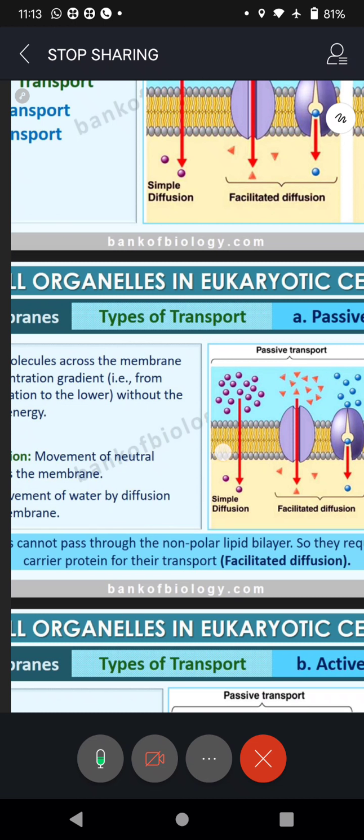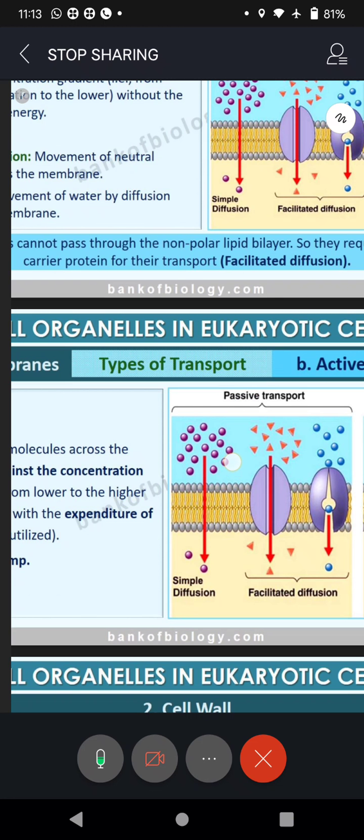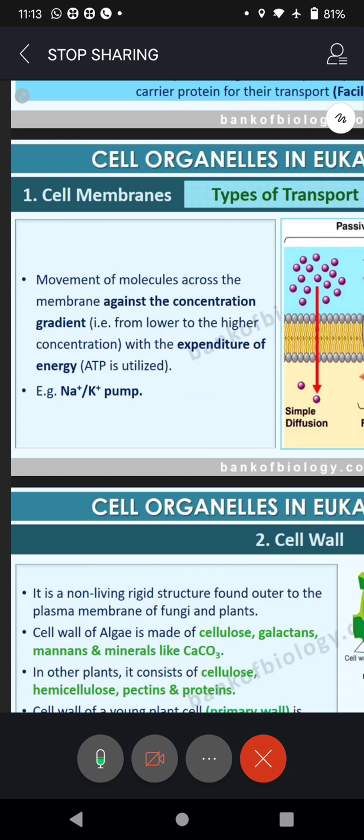And further we can see here the types of transport: movement of molecules across the membrane against the concentration gradient, from low to high concentration, with the expenditure of energy. Example, the sodium plus and potassium plus pump.